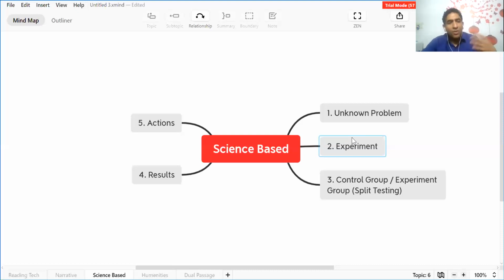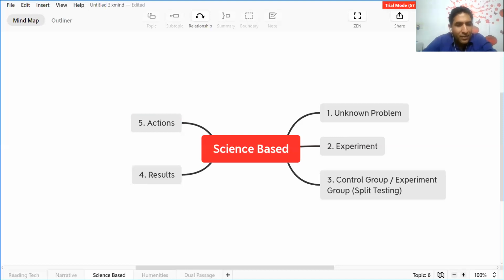But if we do not get any conclusive results, we can say that the experiment did not give anything conclusive. So this is what happens: there is an assumption or an unsolved mystery. They do some experiment. Based on the experiment, there are certain results, as we see, and then based on results, there are certain actions. So let's take an example quickly and understand how we do a science-based passage.